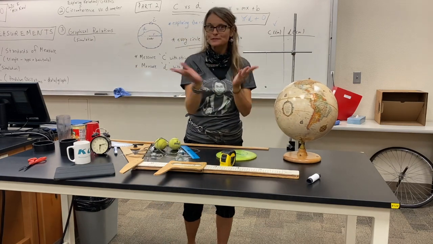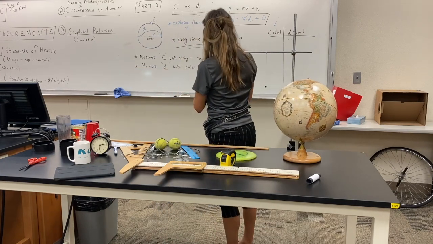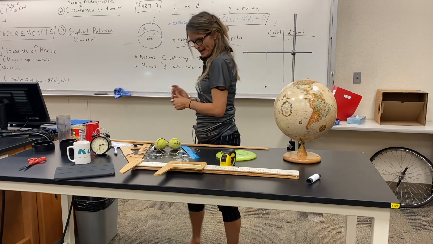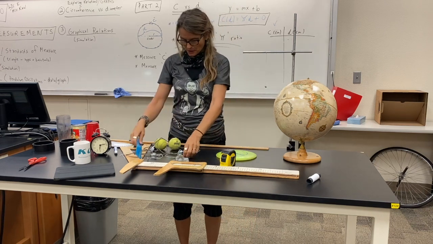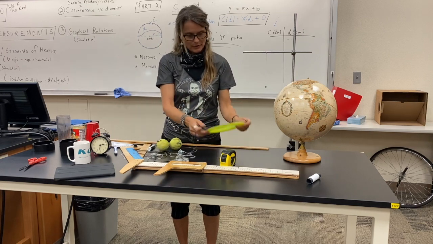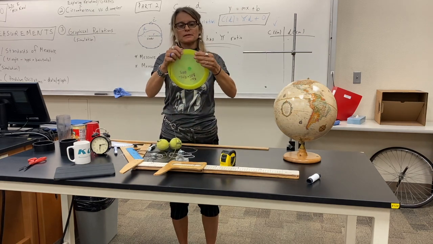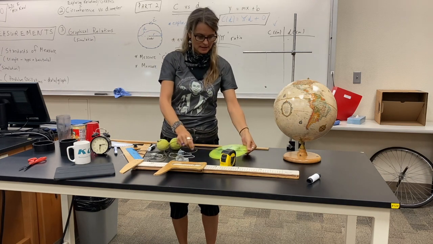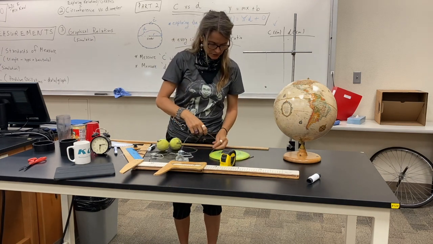So we have circles everywhere. The big thing is to get these measured and come up with a value. With your string measures, I only have a thick piece of string for the Frisbee. Cut one out, I guess. But the idea is we measure around.